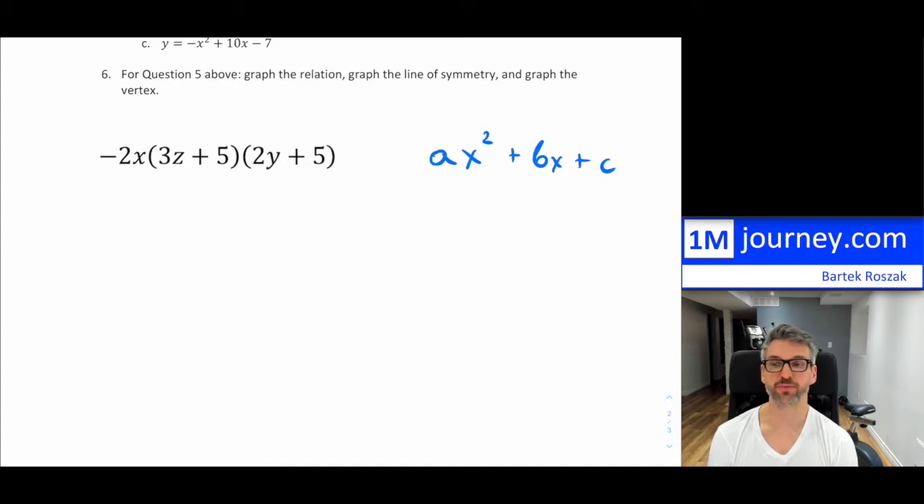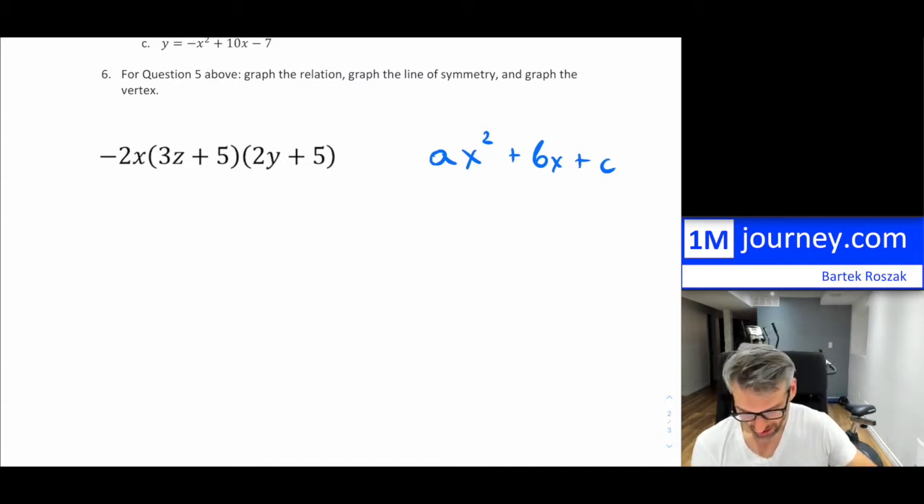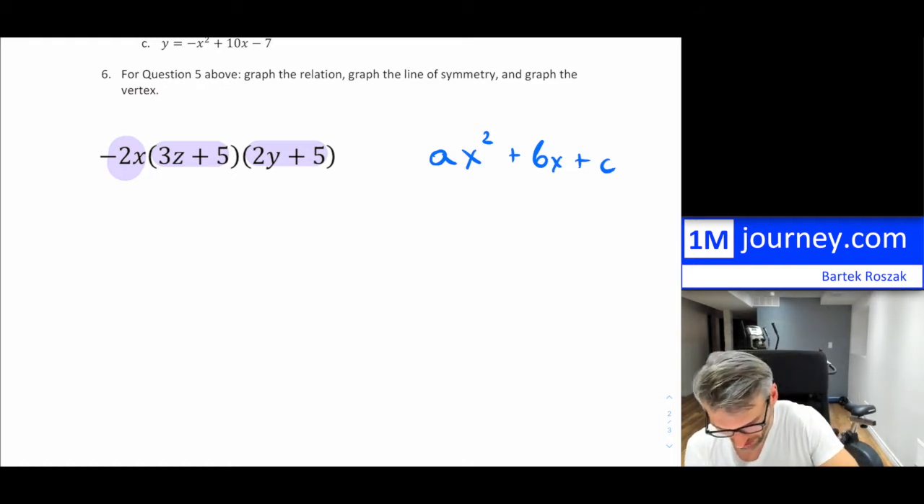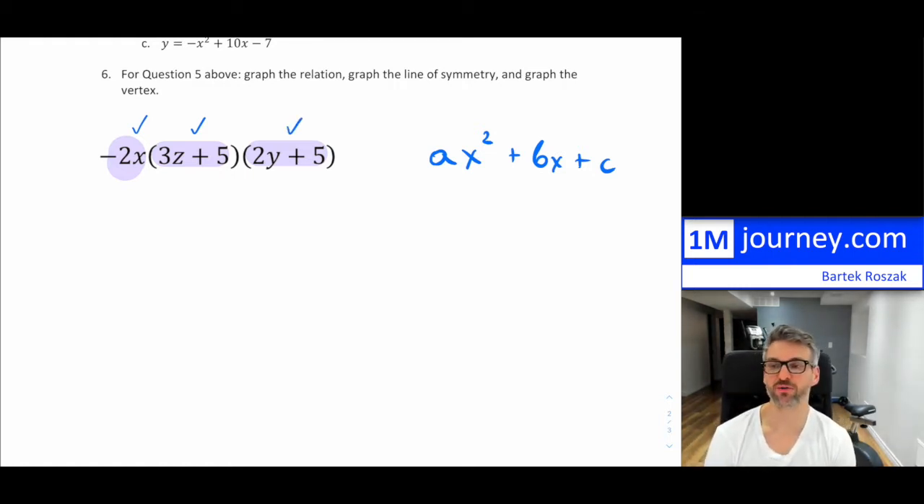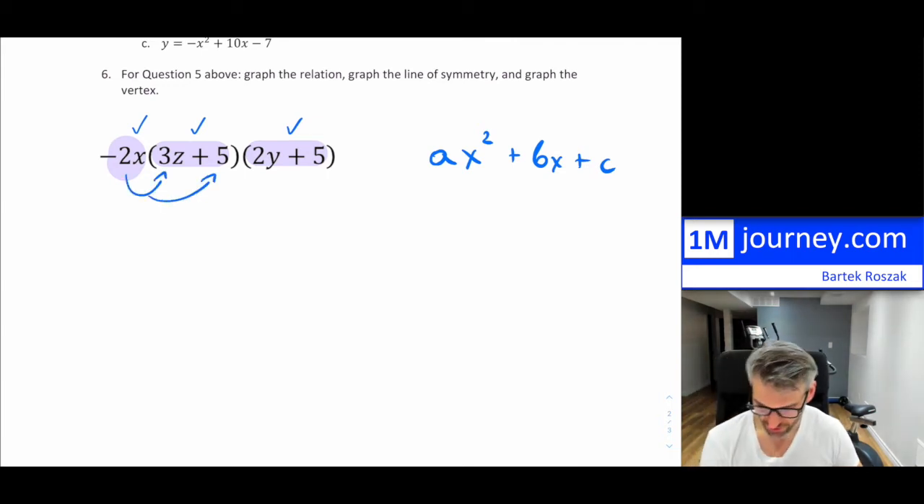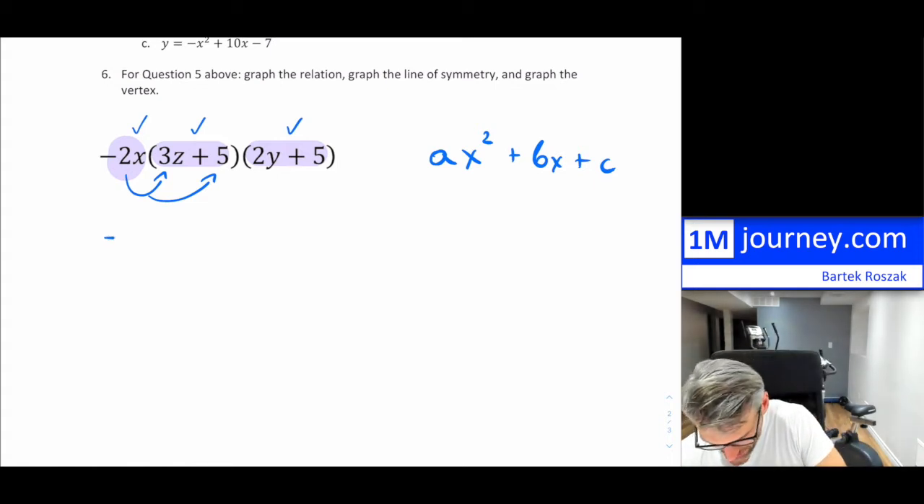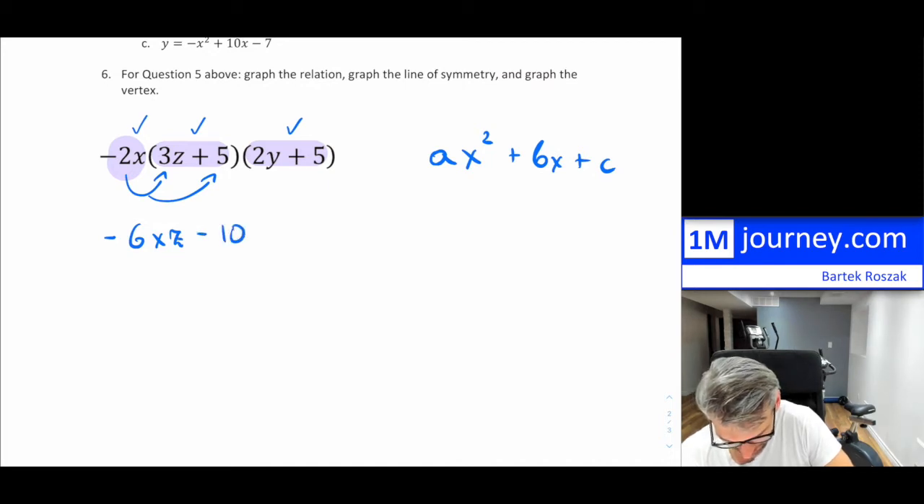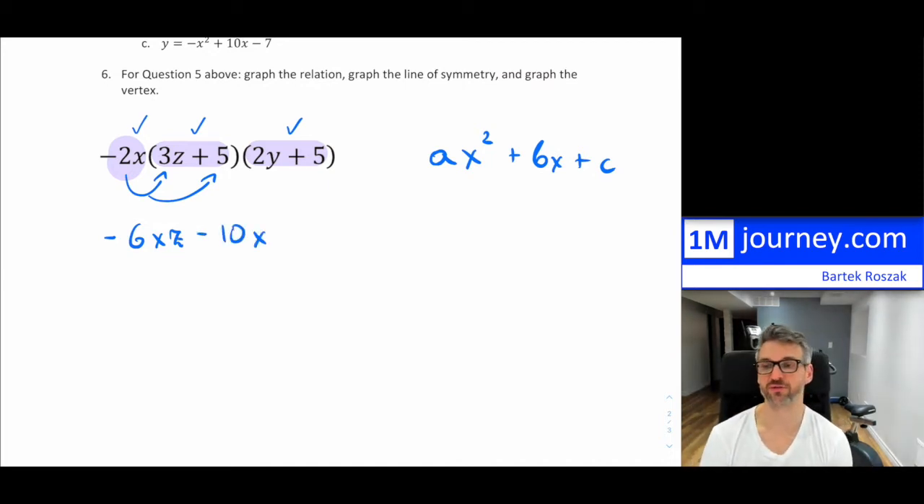Now, let's use the distributive property to finish this question. You have 3 factors in here: the first factor, the second factor, and then the third factor. I'm going to expand all of this out. Let's take this and expand it across here first. That's going to give us negative 6xz, and then negative 10x. That's going to be the expansion through the first one.